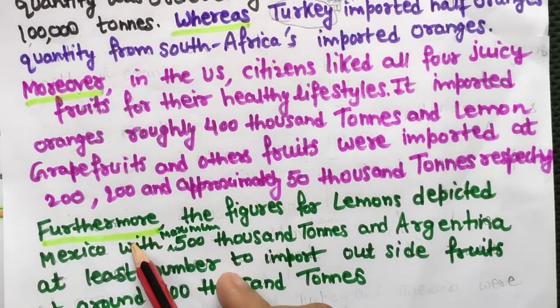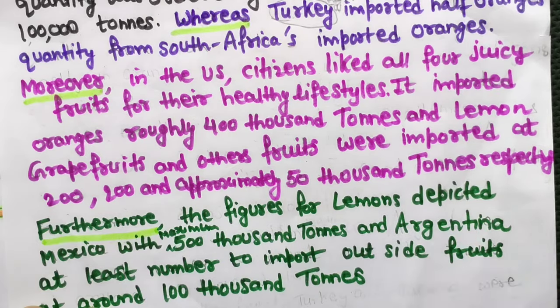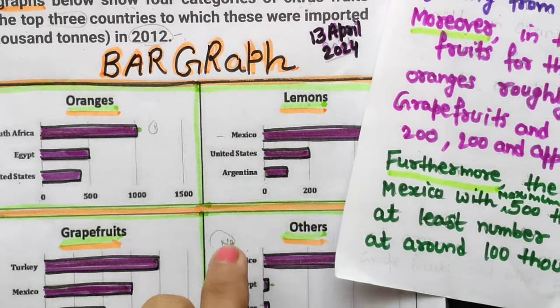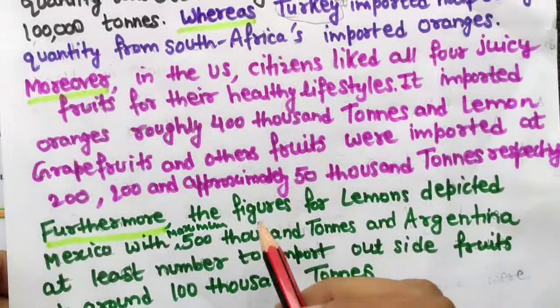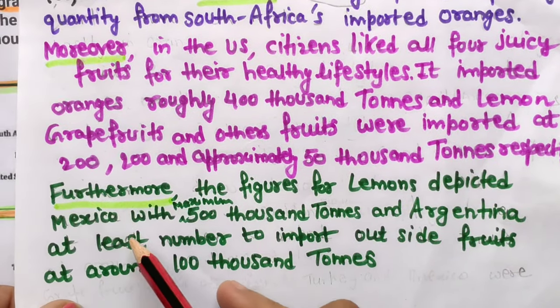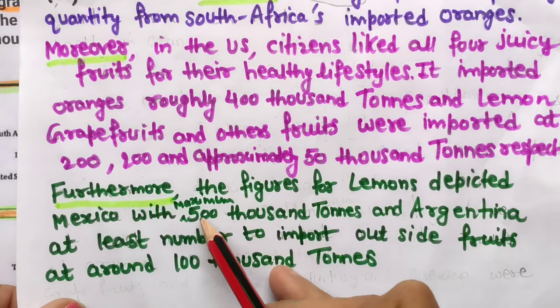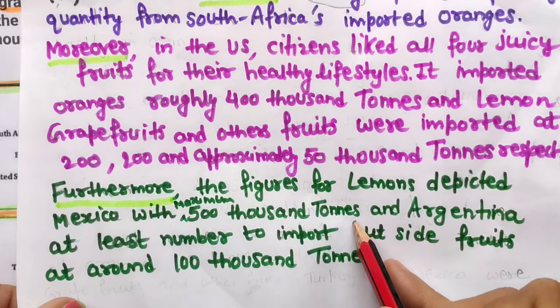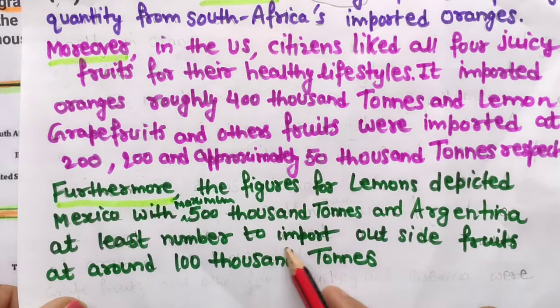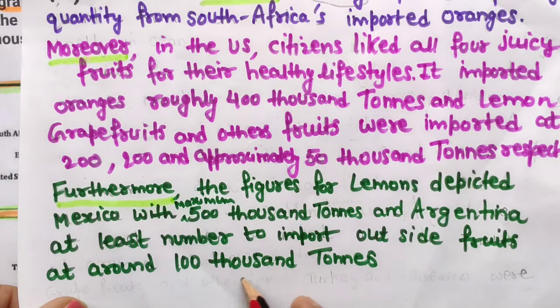Now for the next one, furthermore the figures for lemons. Now I am talking about lemons also. Furthermore, the figures for lemons depicted Mexico with a maximum of 500,000 tons and Argentina at number 2 import of fruits at around 100,000 tons.